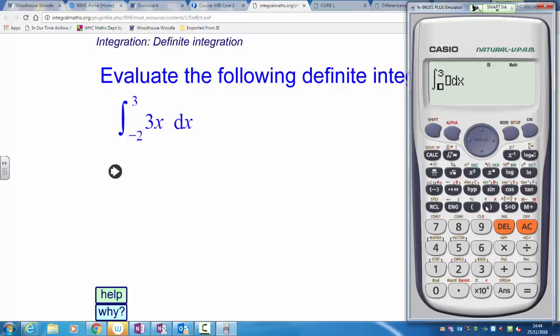So you've got 3, we've got -2, and then we can put in 3 and then x for alpha. X gives me a capital X, and that gives me 15 over 2. So how do you get the sign? The integral sign, this button here. Okay. So let's have a look. Let's go over it.